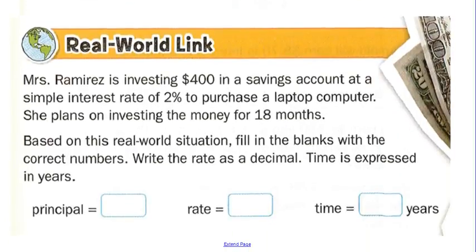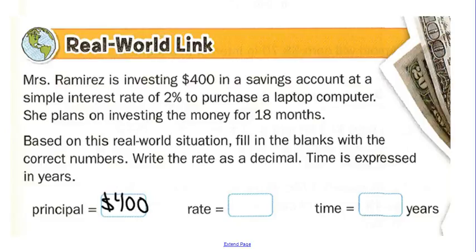Okay, so let's come on down here. Mrs. Ramirez is investing $400 in a savings account at a simple interest rate of 2% to purchase a laptop computer. She plans on investing the money for 18 months. Based on this real world situation, fill in the blanks with the correct numbers, and we're going to write the rate as a decimal, and time is always expressed in years. So Mrs. Ramirez is saving $400 in a savings account. Her principal is what she started with, the $400.